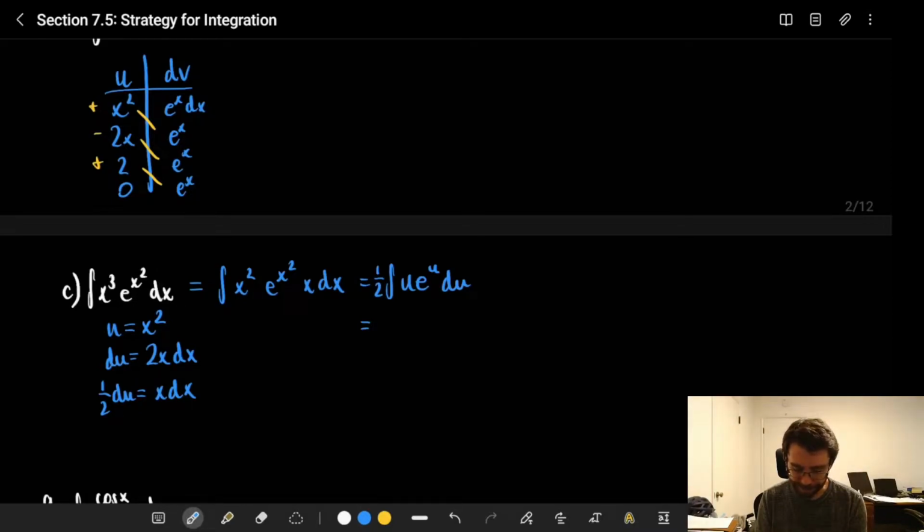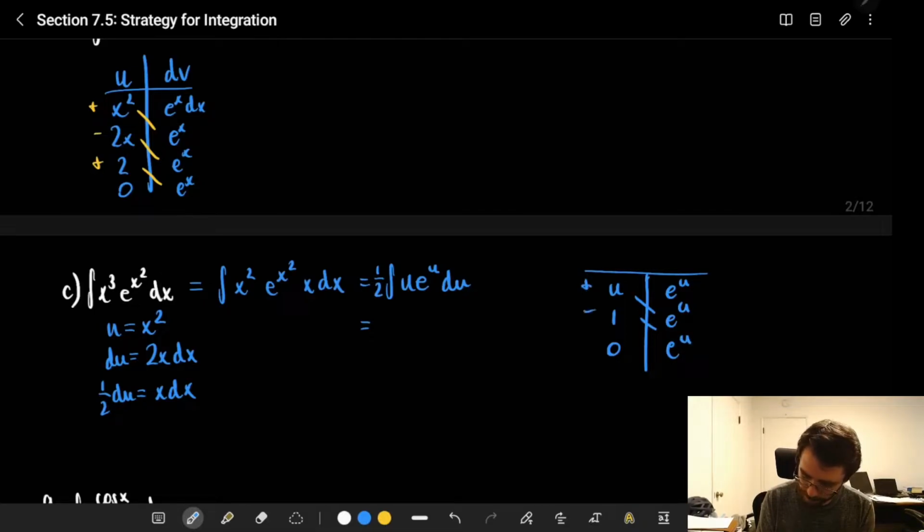Do I just want to do the table method again? You don't have to, it's only one application of integration by parts, but why not? Take derivatives, take antiderivatives, match them up, plus minus. This should be, let's keep the 1/2 out front. This is u e to the u minus e to the u. Plus a constant, plug back in for u, and we're done.